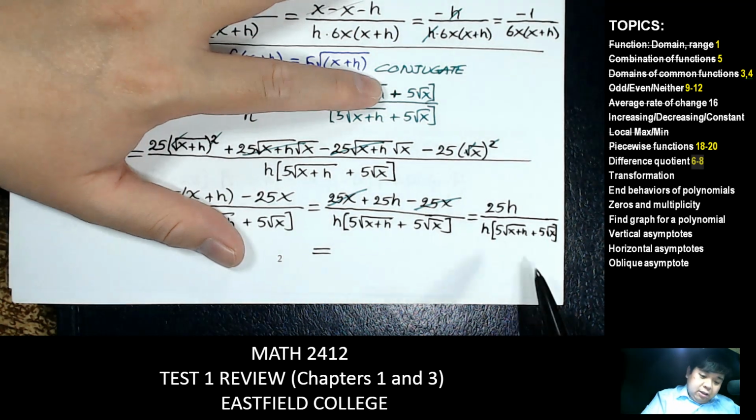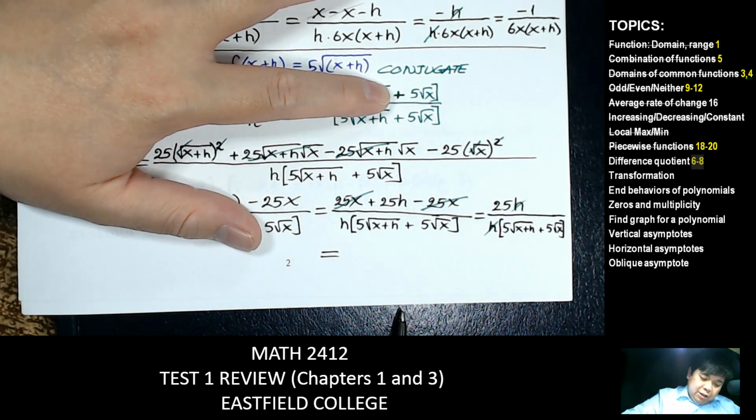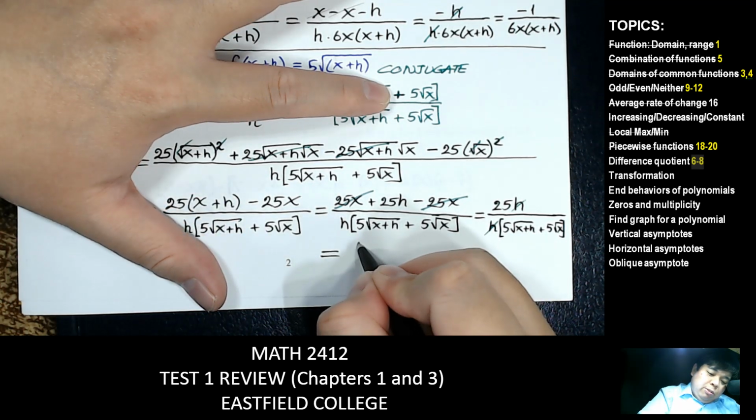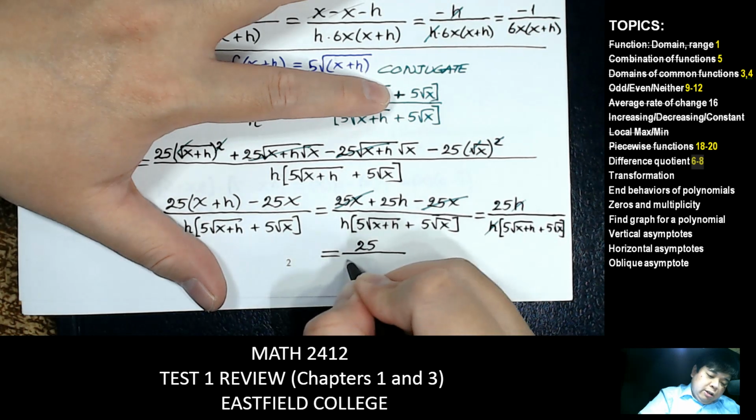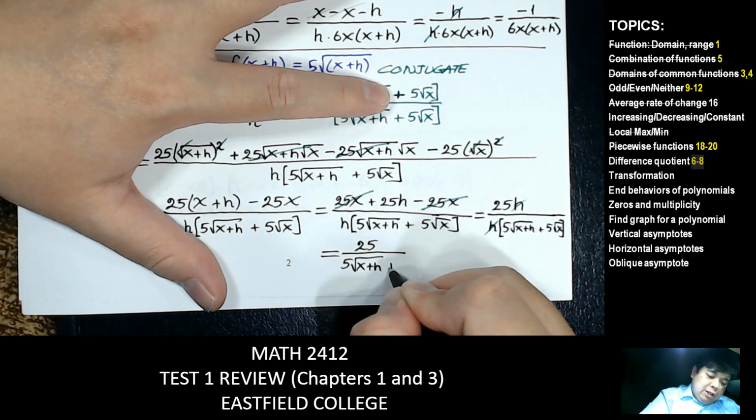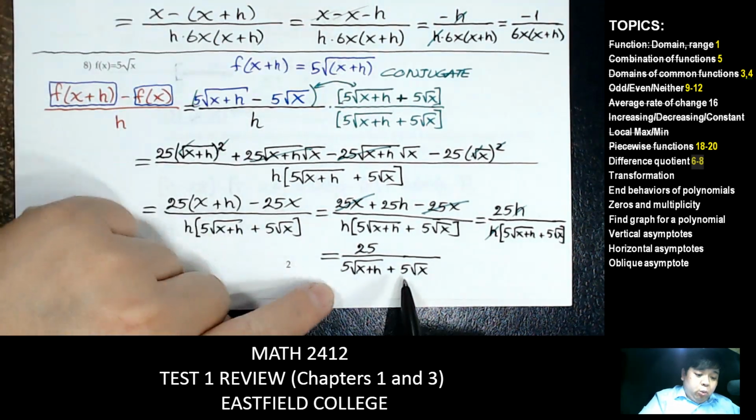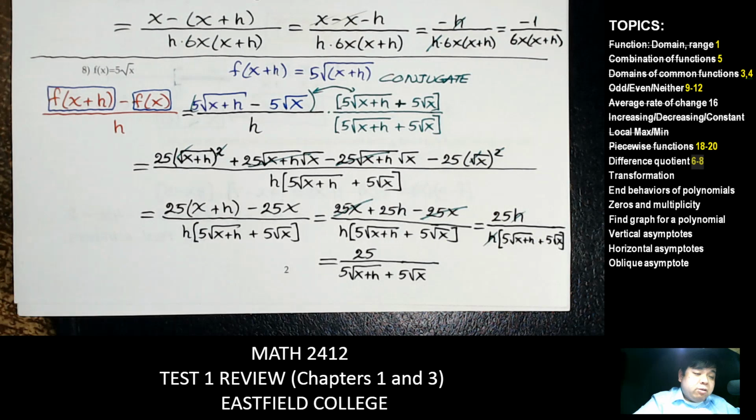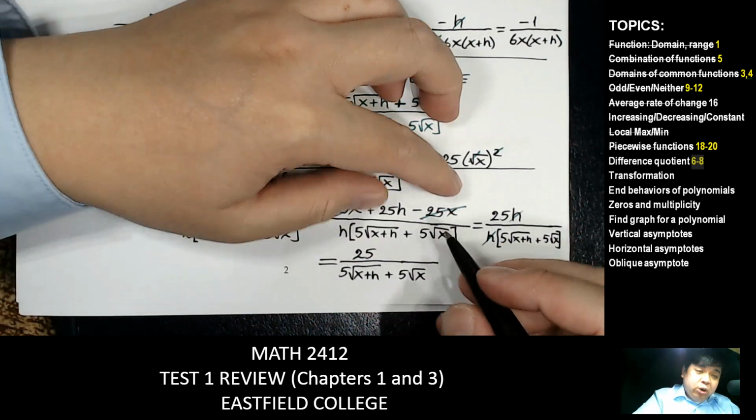And then simplify the h. We have 25 over 5 times (x plus h) and 5 square root of x. Actually, we can factor out the 5 and cancel with the 5 on the top as well. But the answer like this is good enough.